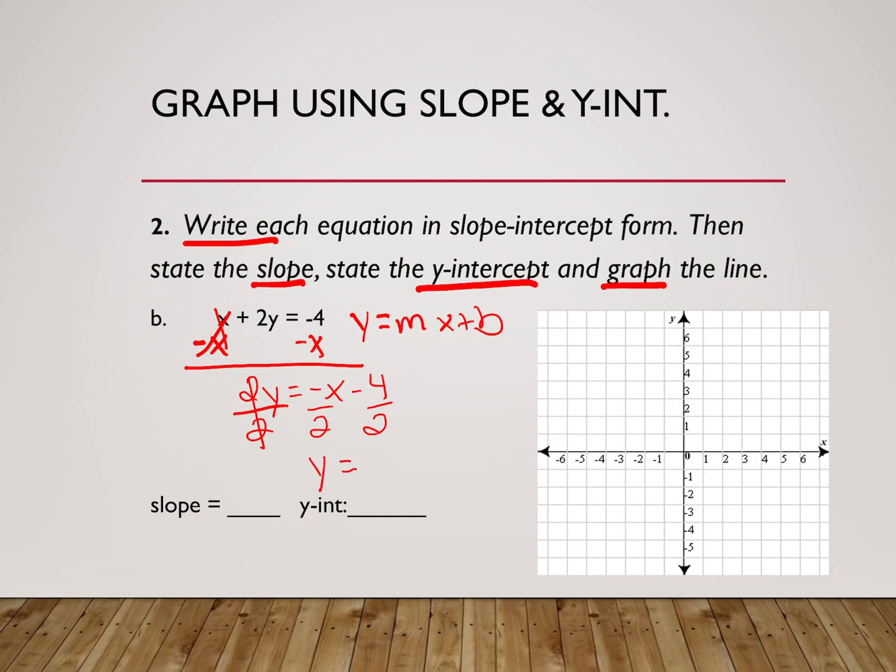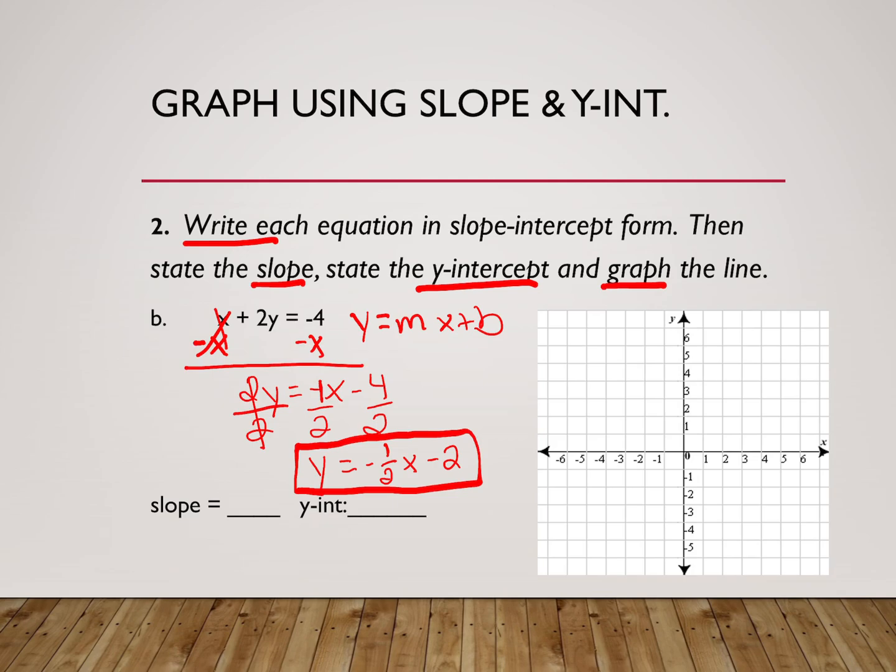This one, there's not a number in front of our x. So if there's not one there, you're going to put a 1 right there. So this is -1 over 2. We're going to leave it written as a fraction. -1/2 x, -4 divided by 2 is -2. So we have -1/2 x minus 2. That's writing in slope-intercept form.